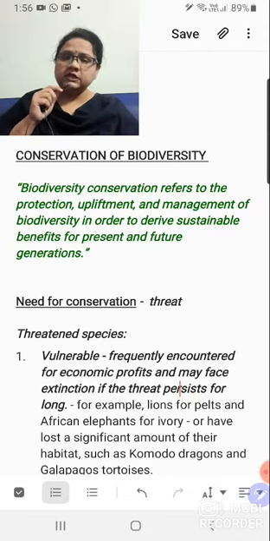Thereafter, after the types, we also discussed what the factors for loss of biodiversity are, and if the biodiversity is lost, what are the implications of biodiversity. Implications means the after effects or impacts, right?